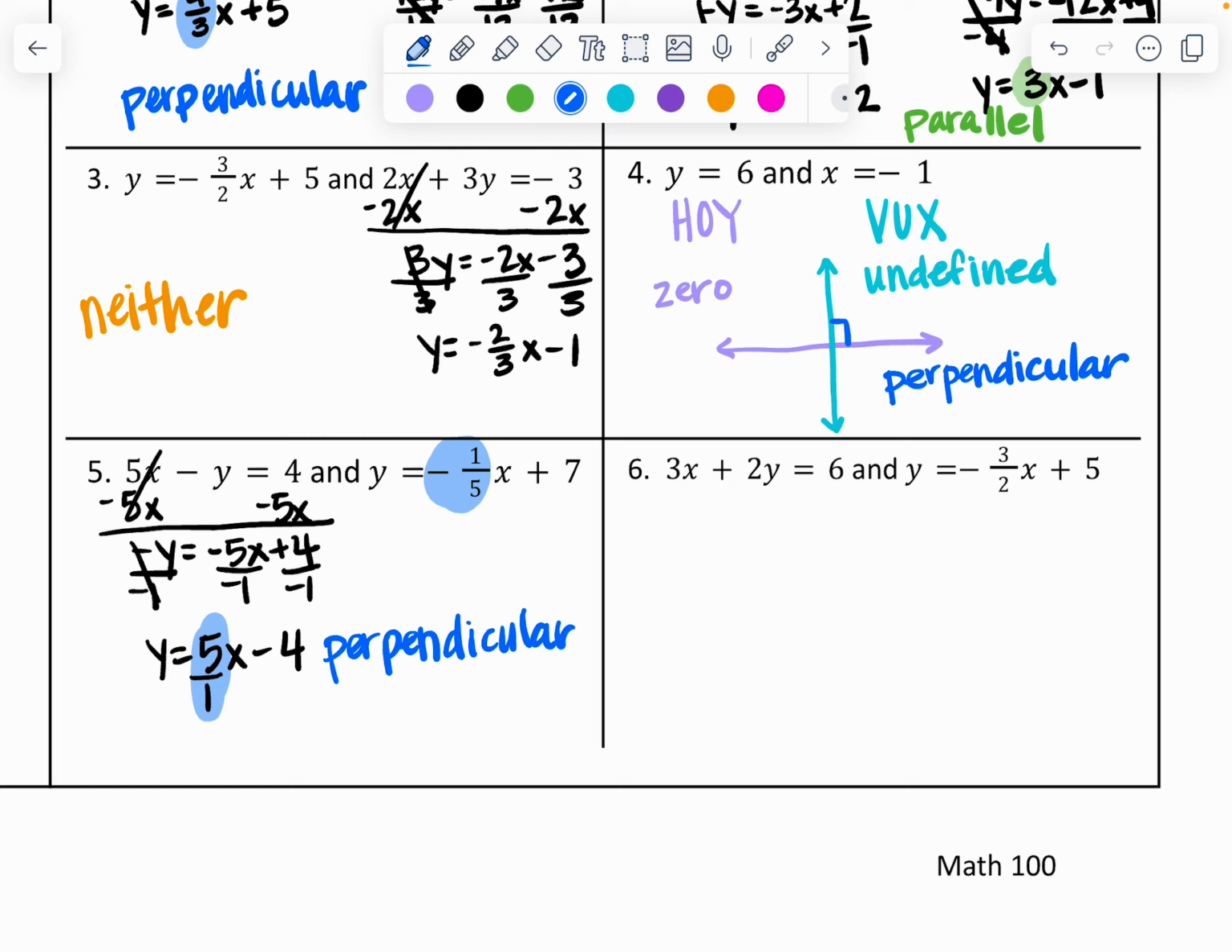Number 6, the second equation is given in slope-intercept form. Let's convert the first one. Subtract 3x and then divide by 2.